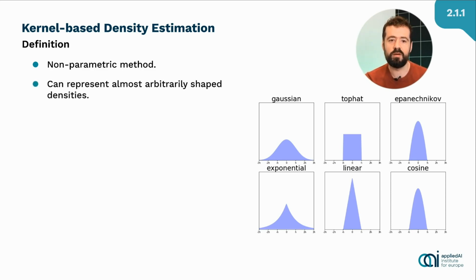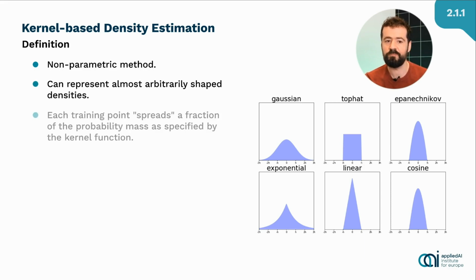It can represent almost arbitrarily shaped densities, and it does so by spreading a little bit of probability mass around each observation that we have in our data set. And the shape of this little bit of probability mass, this little bump that we create at every data point, is given by the kernel. So on the right side, you can see several examples of kernels, for instance, the Gaussian or the top hat kernel, the linear or cosine kernel, and there are many more other kernels.